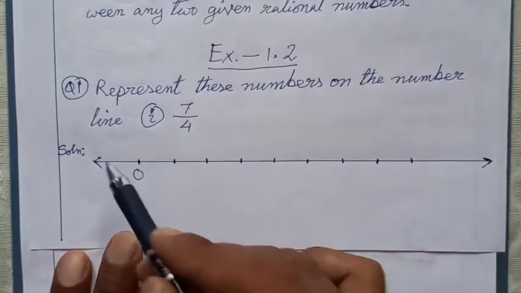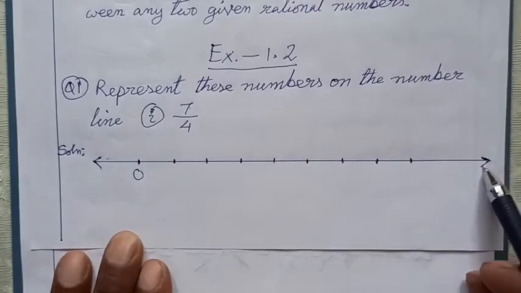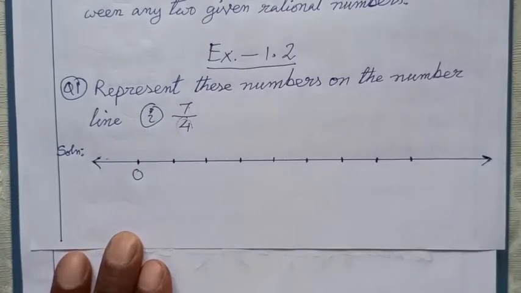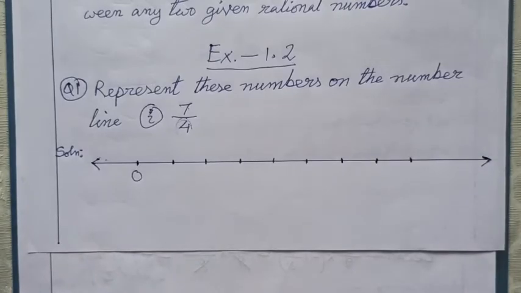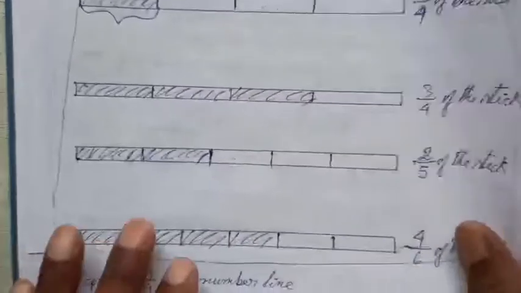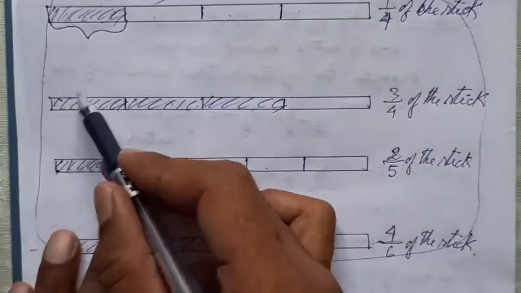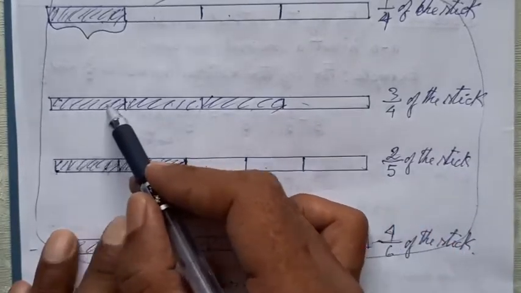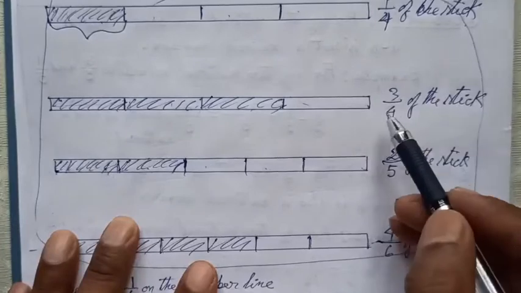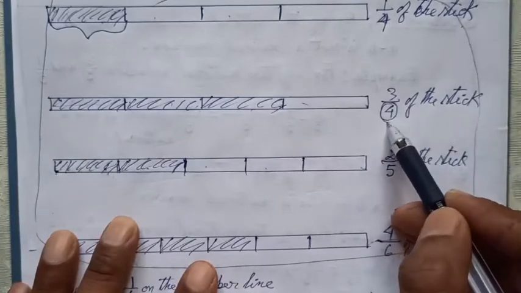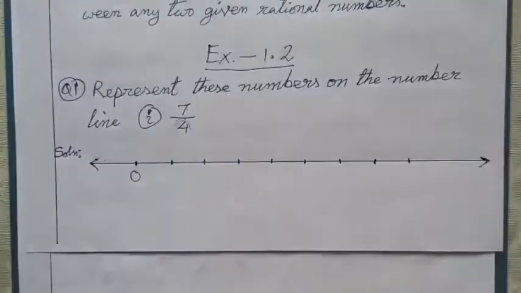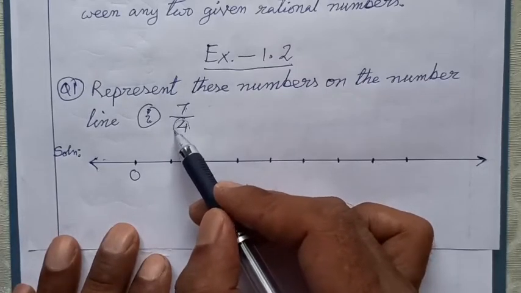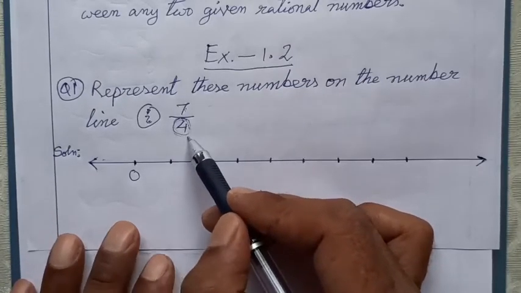When we draw a number line, on both sides we have to give an arrow mark. And we have to look very carefully at the denominator. Here the denominator is 4. So when I divide the stick into 4 parts and I have taken 3 parts, this shaded portion represents 3/4 of the stick, and this number 4 represents how many parts I divide the whole stick into. So here in this Roman number 1, this is 7/4. So from this 4 we know how many parts we are going to divide.